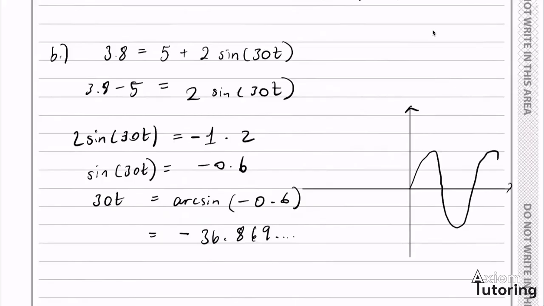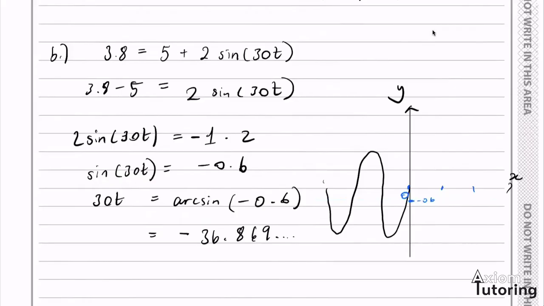So our sine graph's going to look something like this. And then the negative part, something like that, and it will continue. Now, if we just ignore that it's 30t, just imagine it's sine of x, equals minus 0.6. So on our graph, minus 0.6, let's think of it as being somewhere here. It might be better to do everything in degrees, actually. So this is 0, this is 180, this is 360, this is minus 180 degrees.